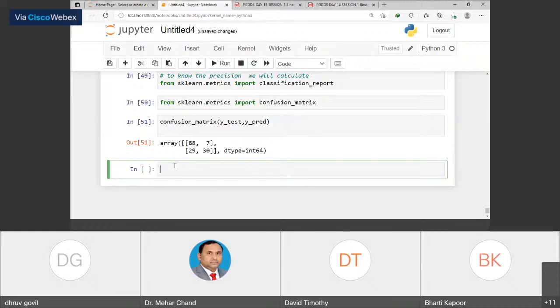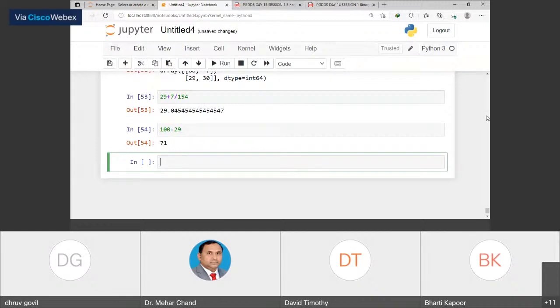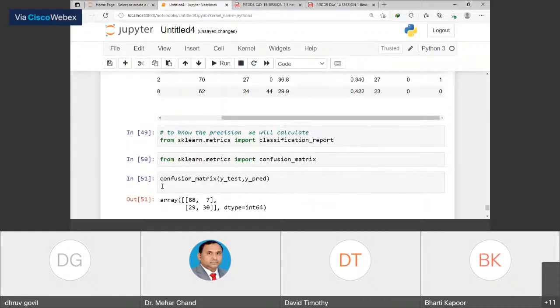Suppose the total number of observations is 88 plus 7 plus 29 plus 30, which equals 154. So 29 plus 7 is 36, divided by 154. What will be the answer? About 23, so 100 minus 23 is approximately 77% accuracy. So my model scored around that, but how can we represent it in a more precise form? It will be really helpful for you.